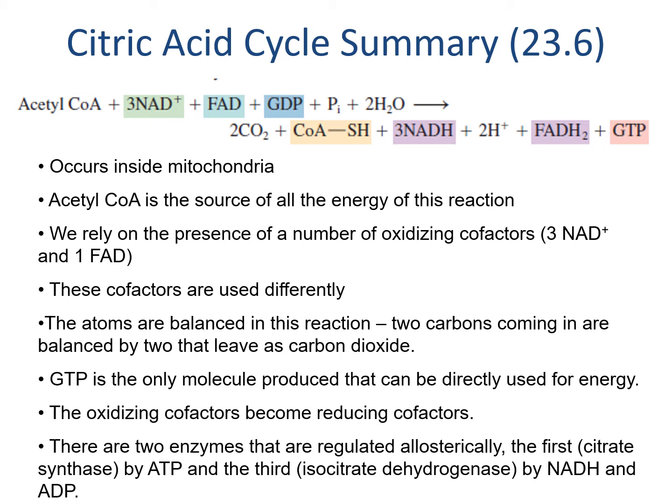The 2 regulators are NADH and ADP. Which do you think is a positive regulator, or that is, which of these do you think will make the citric acid cycle go faster?